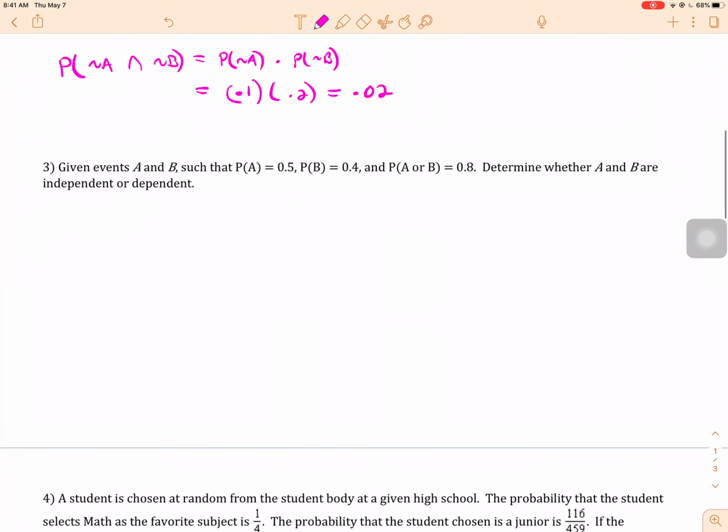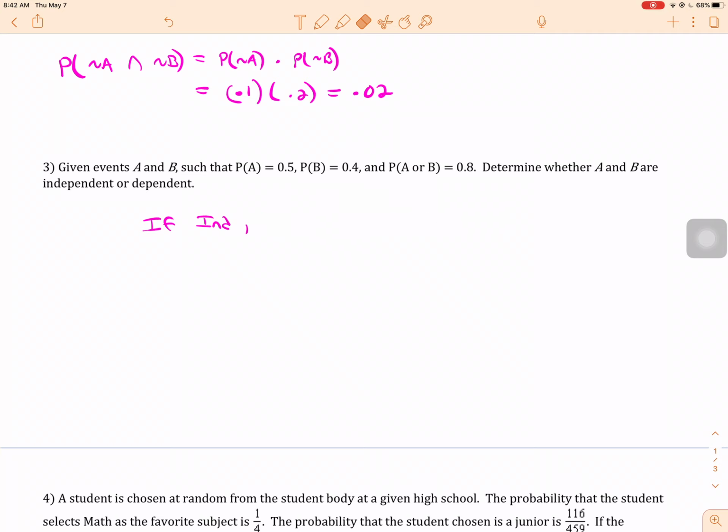All right. Given events A and B such that the probability of A is 0.5, the probability of B is 0.4, and the probability of A or B is 0.8, determine if they are independent or dependent. And this is where this rule really is nice. Because if events are independent, then the probability of A and B should equal the probability of A times the probability of B. And if this works, then you're good. Let's check it. Does 0.5, sorry, oh, I read this completely wrong.